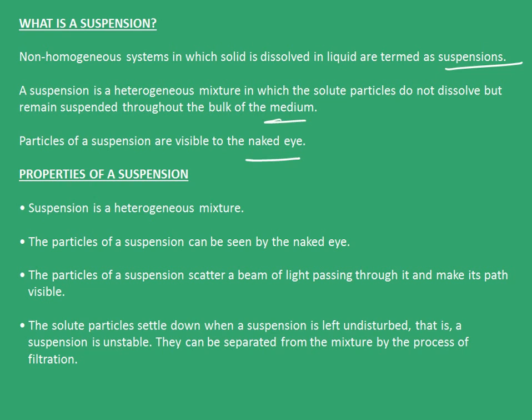What are some properties of the suspension? Suspension is a heterogeneous mixture. The particles of suspension can be seen by the naked eye. The particles of suspension scatter a beam of light passing through it and make its path visible. The solute particles settle down when a suspension is left undisturbed. That is, a suspension is unstable. They can be separated from the mixture by the process of filtration.